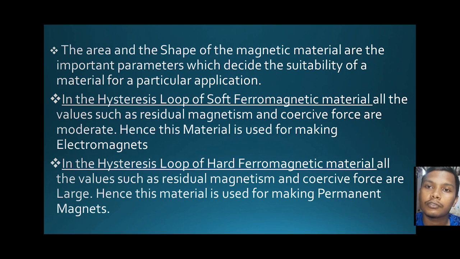In the hysteresis loop of soft ferromagnetic material, all the values such as residual magnetism and coercive force are moderate. Hence, these materials are used for making electromagnets. In the hysteresis loop of hard ferromagnetic material, all the values such as the residual magnetism and coercive force are large. Hence, this material is used for making permanent magnets.